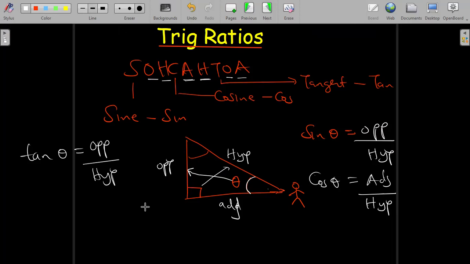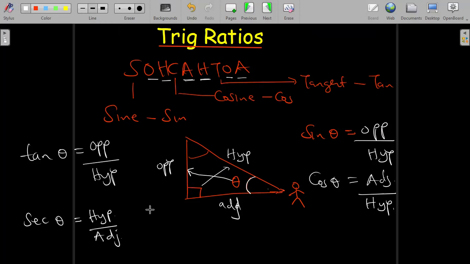Now, apart from these trig ratios, we can further introduce other trig ratios. The first one is sec. So sec theta is just the opposite of this one which we have as cos. So sec theta is the hypotenuse over the adjacent. If you look at the cosine here, it's adjacent over hypotenuse. The sec is hypotenuse over adjacent.